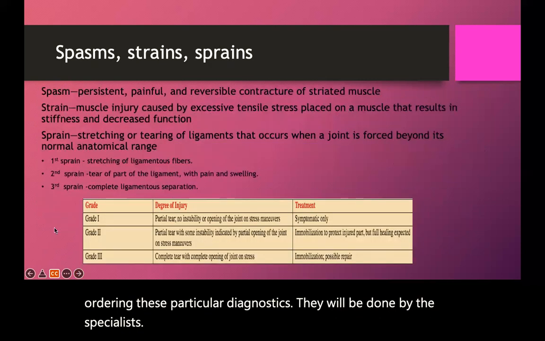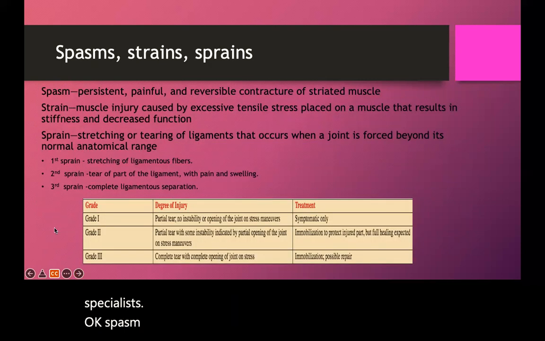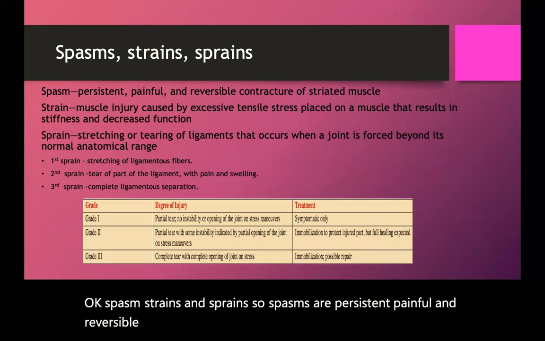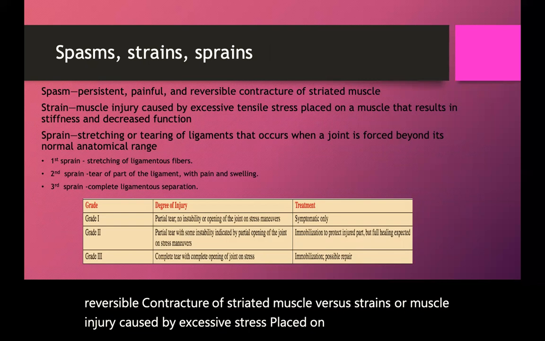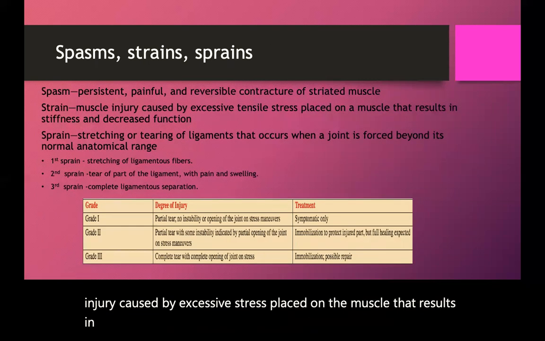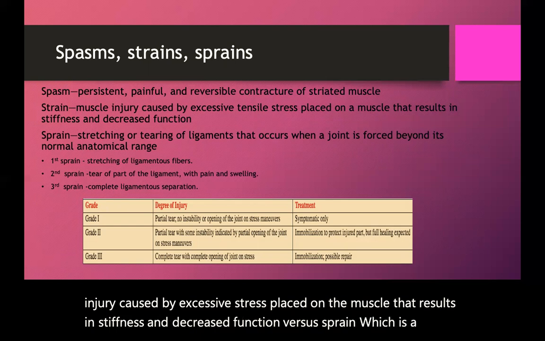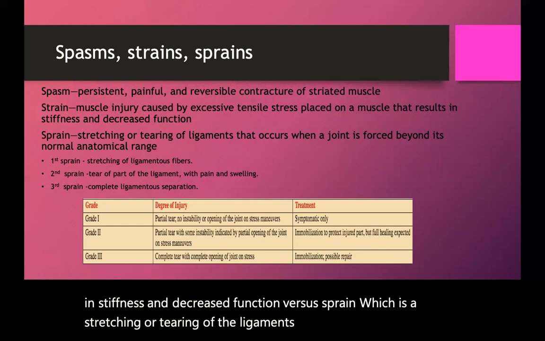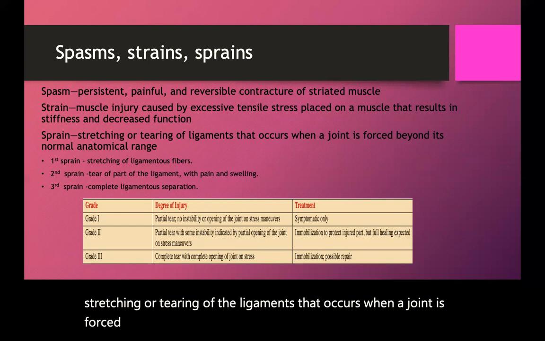Okay, spasms, strains, and sprains. Spasms are persistent, painful, and reversible contractures of striated muscle, versus strains, which are muscle injuries caused by excessive stress placed on the muscle that result in stiffness and decreased function, versus a sprain, which is a stretching or tearing of the ligaments that occurs when a joint is forced beyond its normal anatomical range.